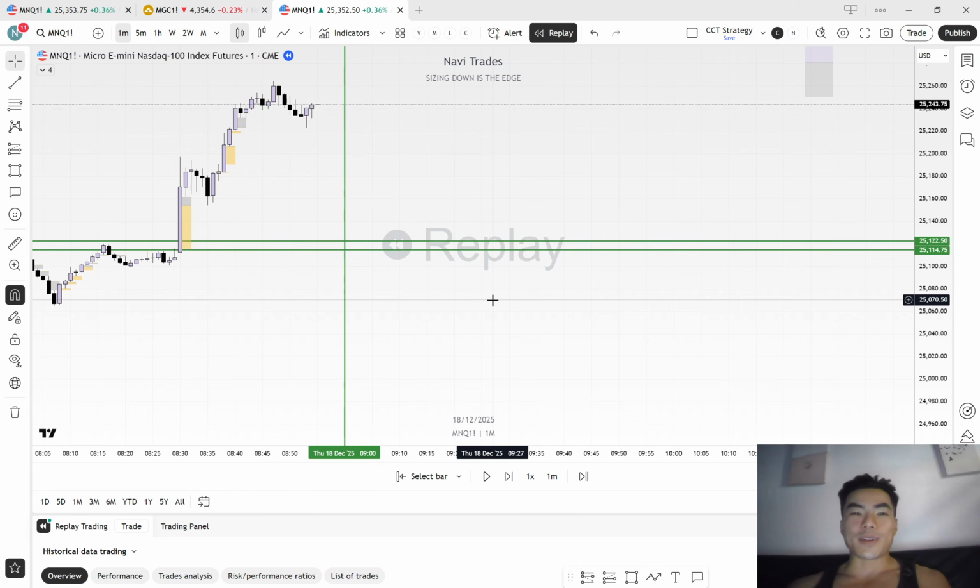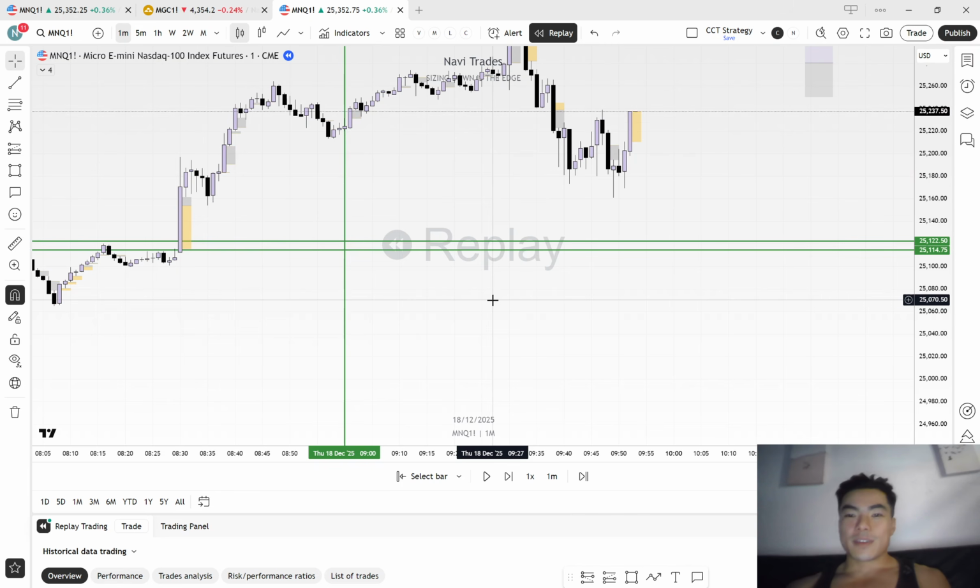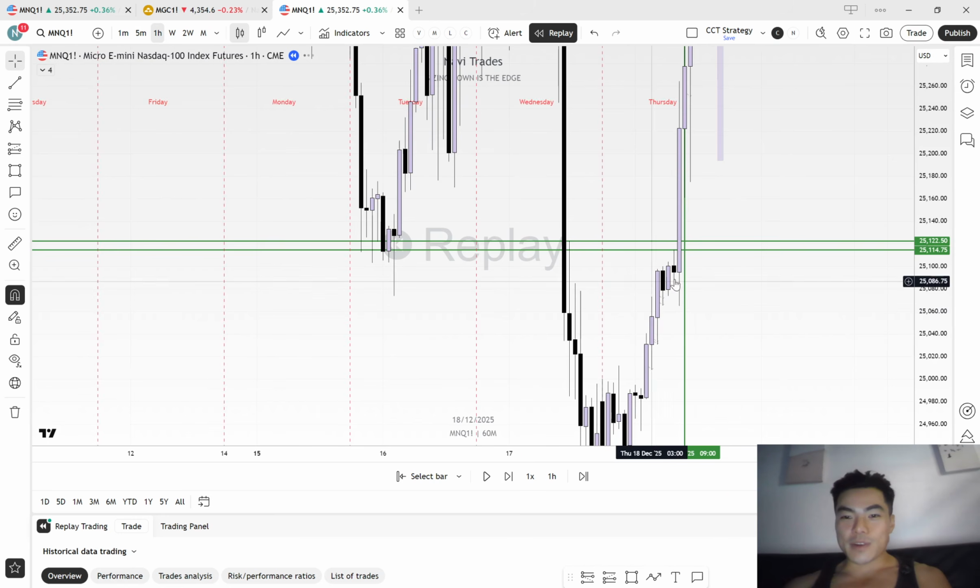So we're looking for price to go underneath the POIs and then back above, but no, it looks like no entry. No entry. Let's move on to the next hour.